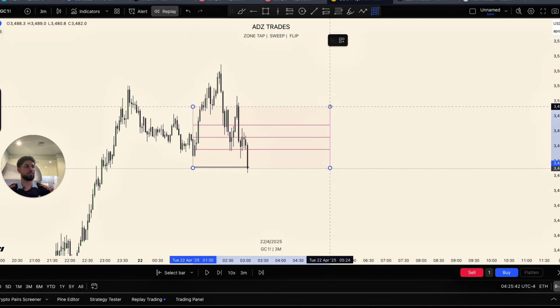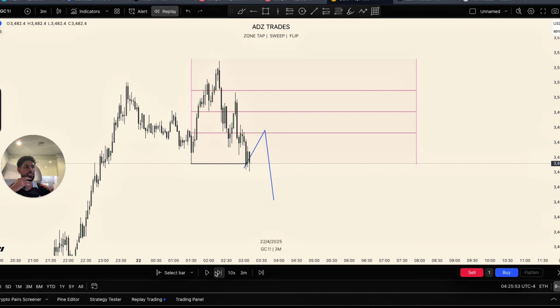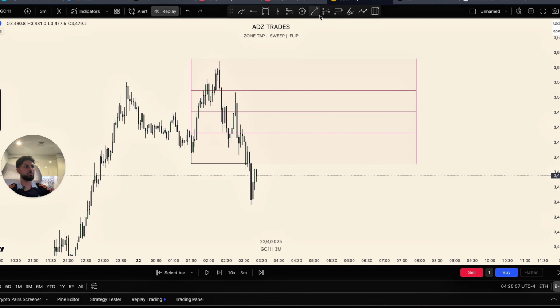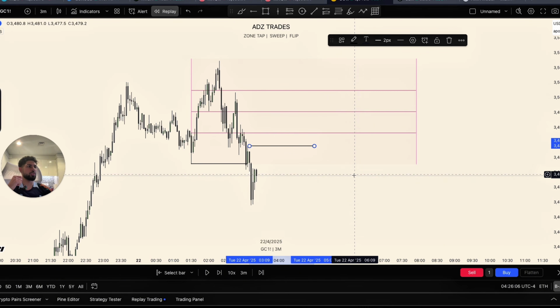So now we have this zone here. What are we expecting? We're expecting price to retrace into this area and push lower. Let's see what we do. We put in a tap, we push lower. So what does this tap become? This tap becomes liquidity, right? The first tap into your zone that pushes price lower is simply liquidity.